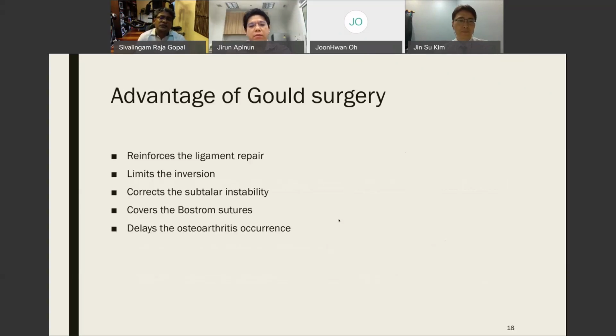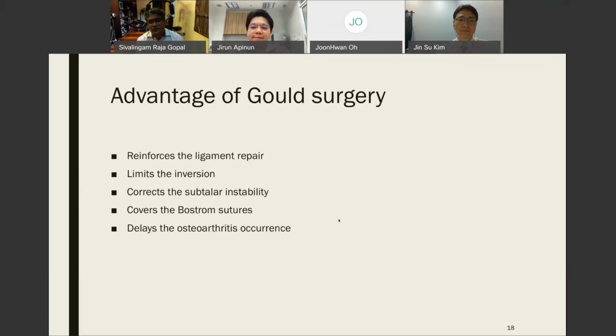So the advantage of Gould over Bostrom is that it reinforces the ligament with the inferior retinaculum, helps limit the inversion of the talar, and corrects the subtalar instability. A good part is it does cover the Bostrom sutures.